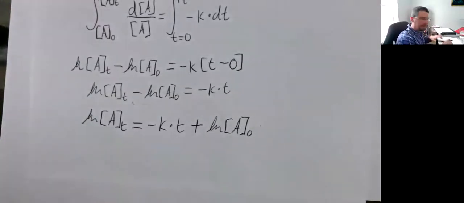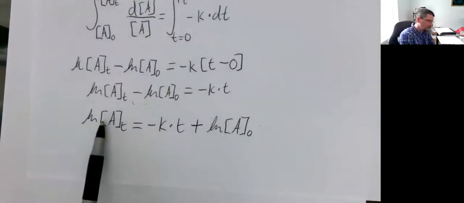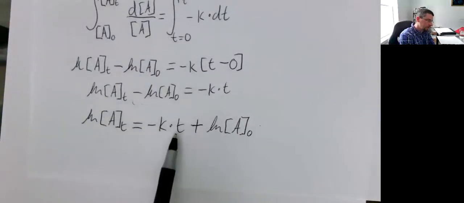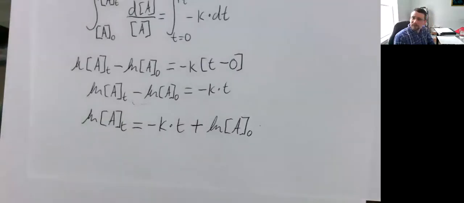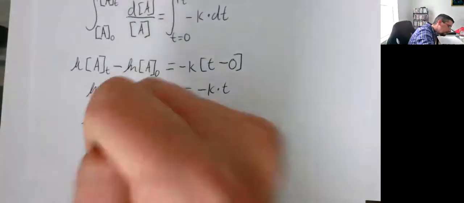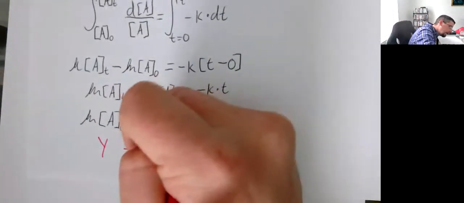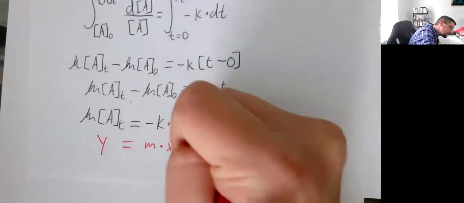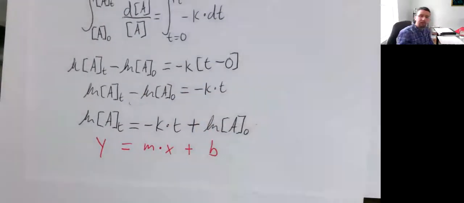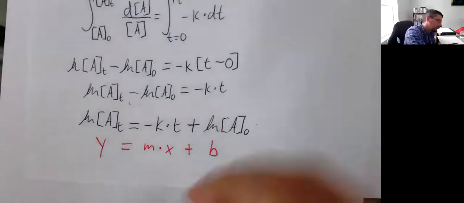Okay, so this is a more useful form of this expression. How does that really benefit us? Well, if you investigate this, this is what we're looking for. This is what we're keeping track of. This is actually an equation of a line. So this is y is equal to m times x plus b. Okay, so this is an equation of a line.